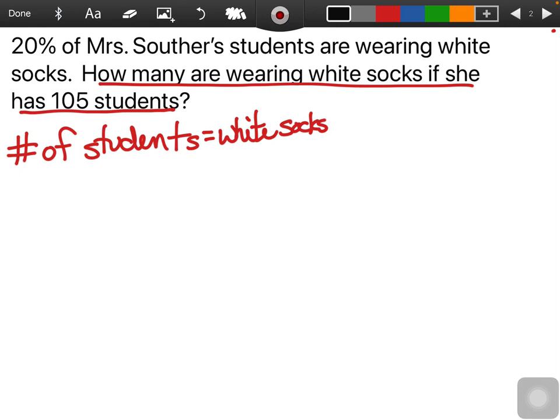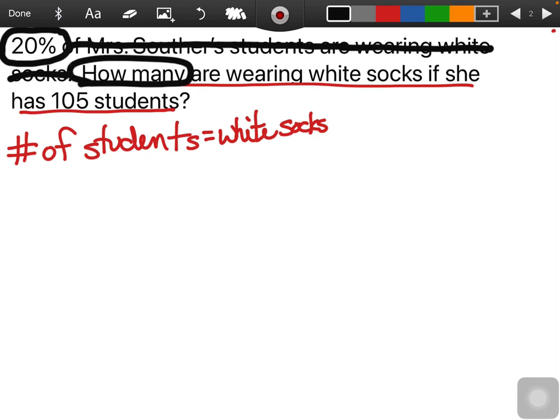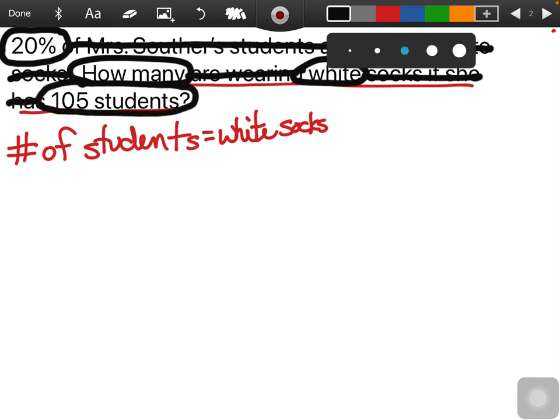20% of Miss Souther's students. I definitely need the 20%. But do I care that we're talking about Miss Souther's students? Probably not. 20% of the students are wearing white socks. So we know 20% are wearing the white socks, and I'm good there. How many are wearing white socks if she has 105 students?